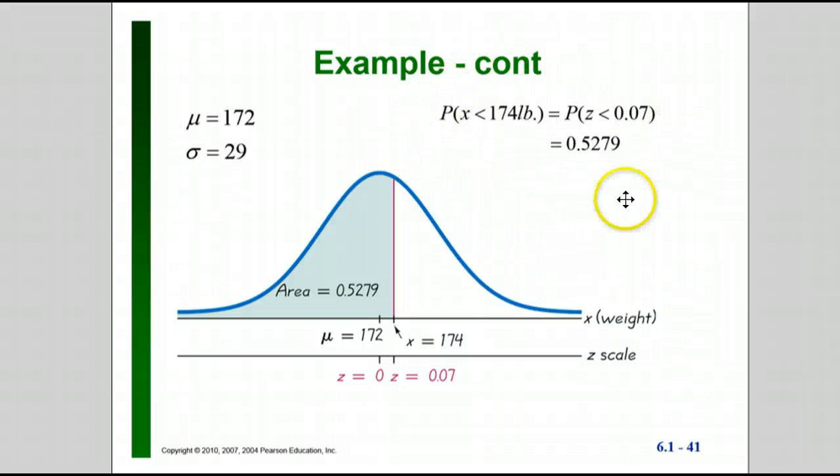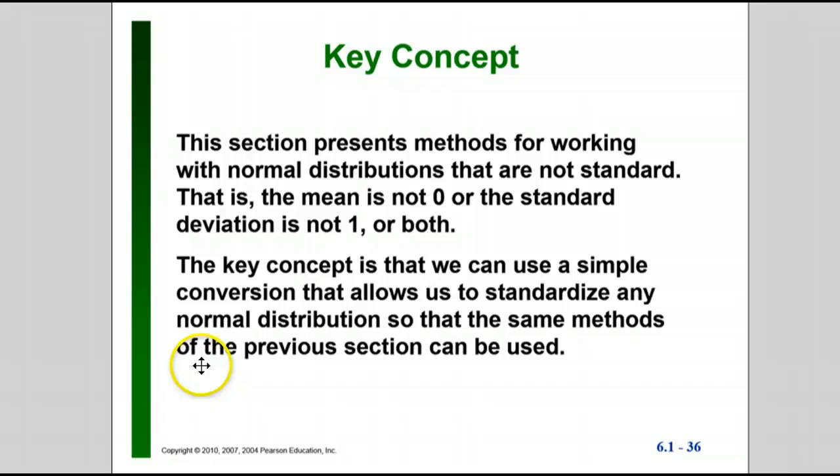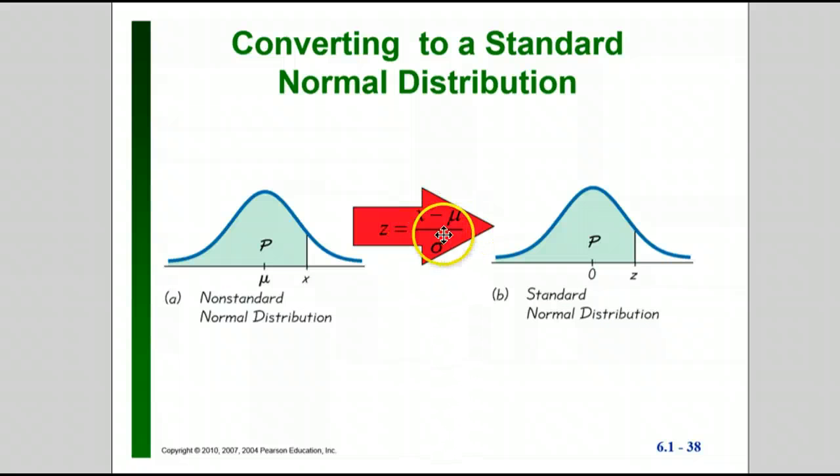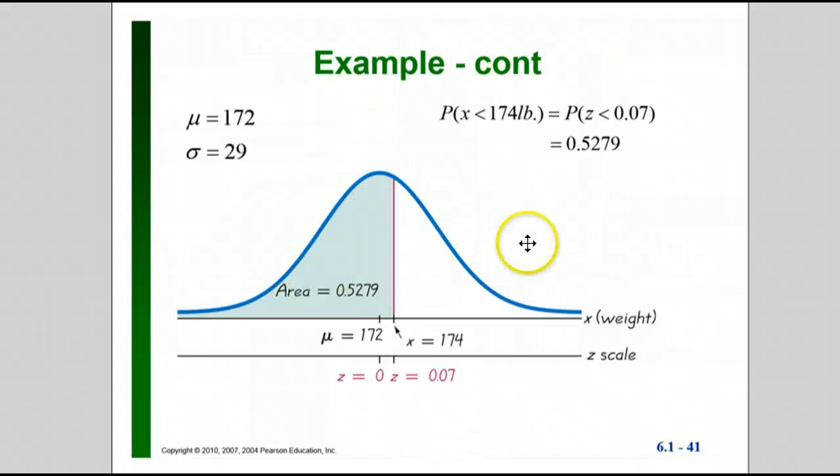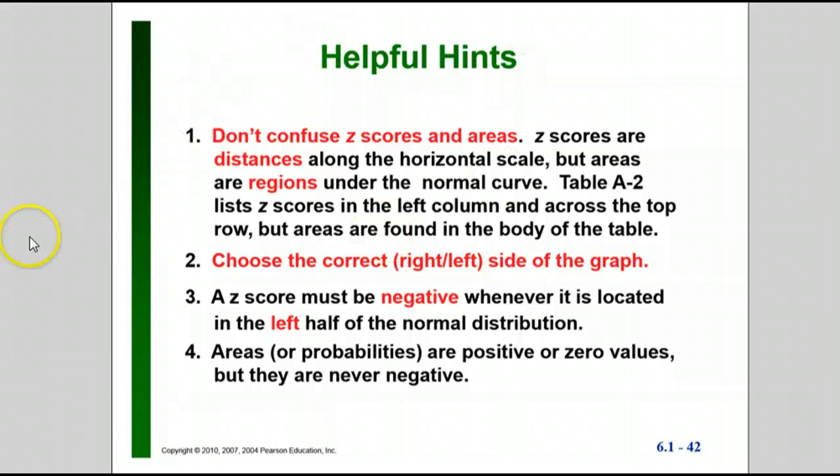So this is the big thing for you to get down. The probability the weight was less than 174 is equal to the probability that the z-score is less than 0.07. That's the big gist of what we're trying to say right here. The key concept is that we can use a simple conversion, the z-score, allowing us to standardize any normal distribution, so the same methods from the previous section can be used. That's what we just did right here, when we changed that to the z-scores, and we found the area using the same thing we did in 6.2. And then some helpful hints.